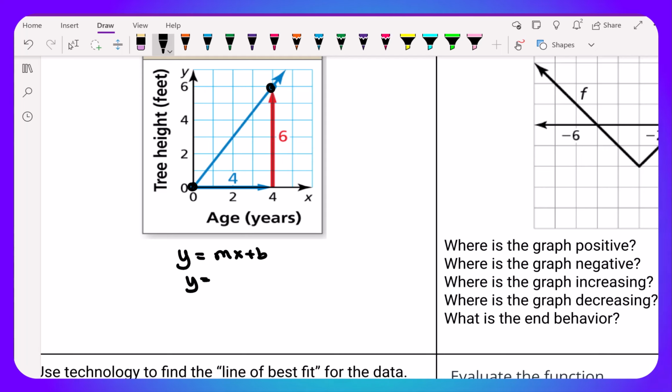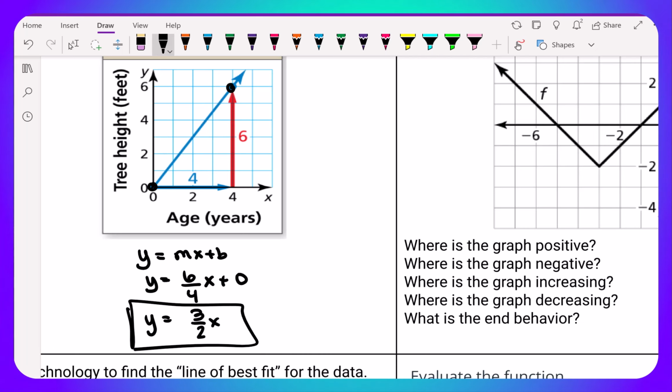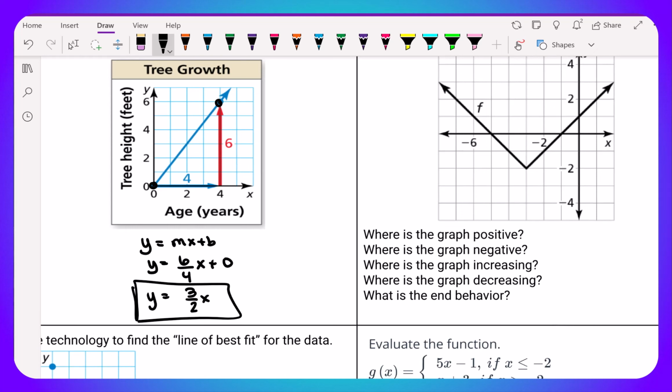You are going up 6 over 4. Remember, change in y over change in x, not the other way around. It's y equals mx plus b, and b is 0. So if I was going to simplify that, it would be y equals 3 over 2x, and that would be my equation. And if I was going to interpret the slope, I need to use words.